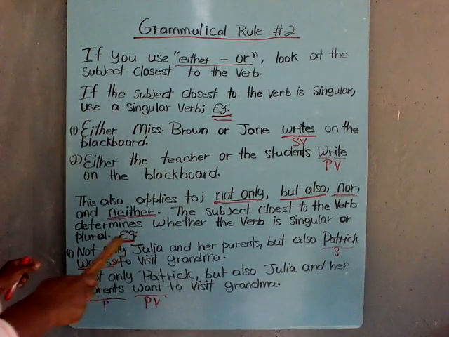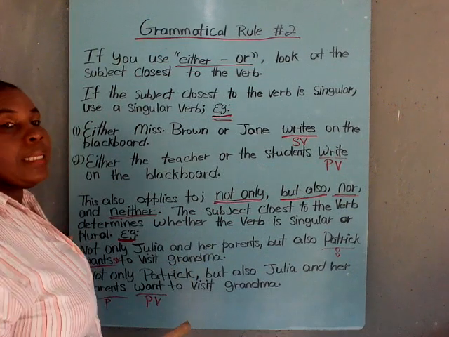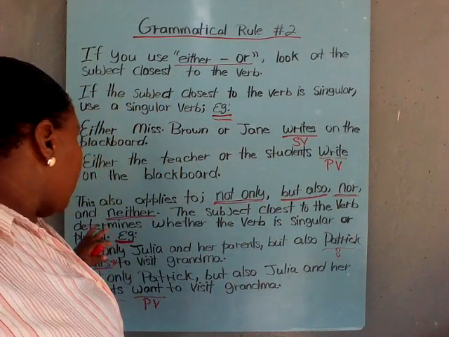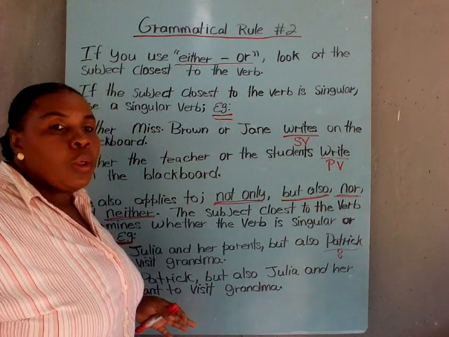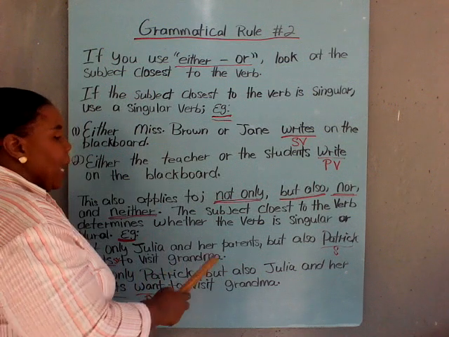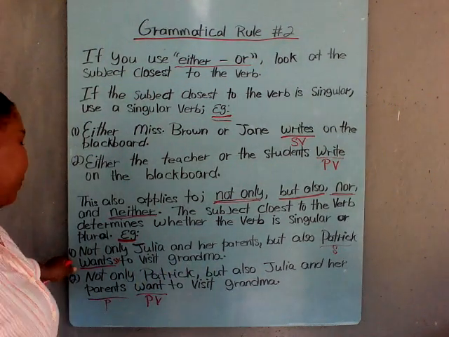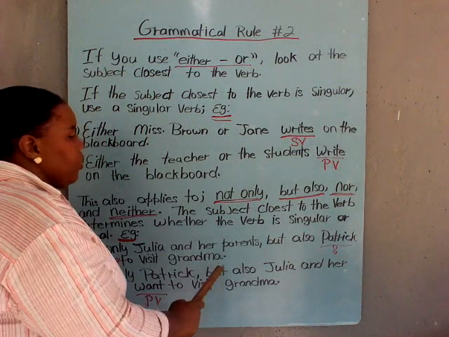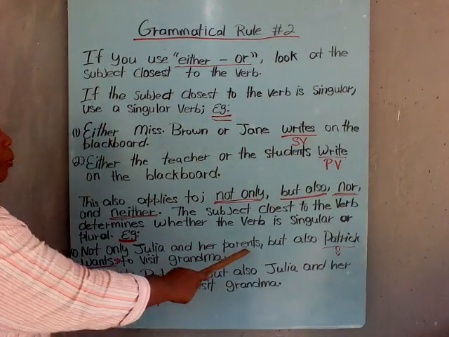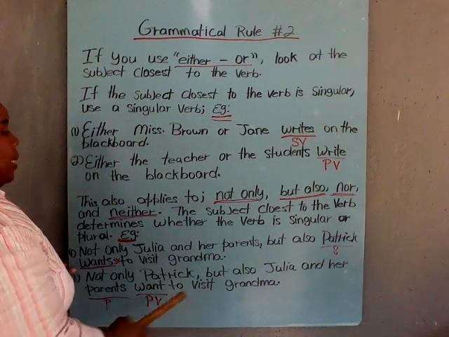Sorry. The subject closest to the verb determines whether the verb is singular or whether it is plural. So some more examples I've written out and let's look at them. Not only Julia and her parents, but also Patrick wants to visit Grandma.